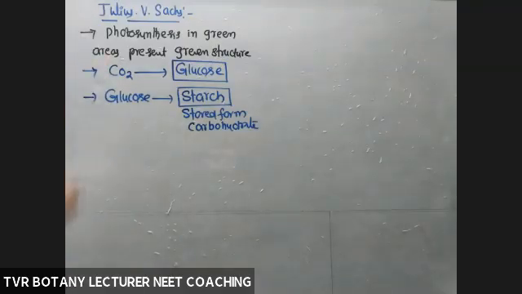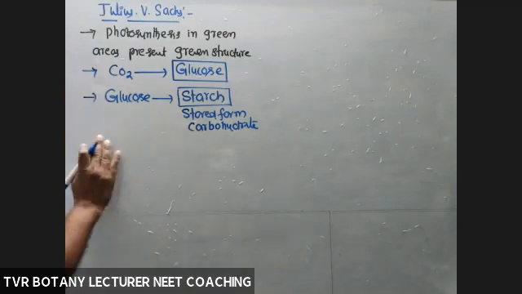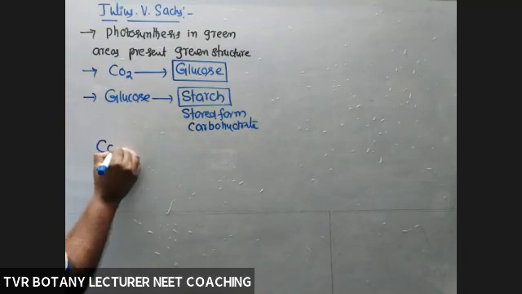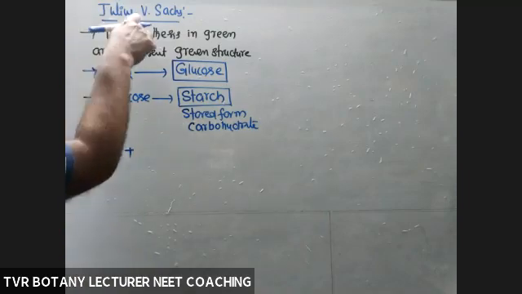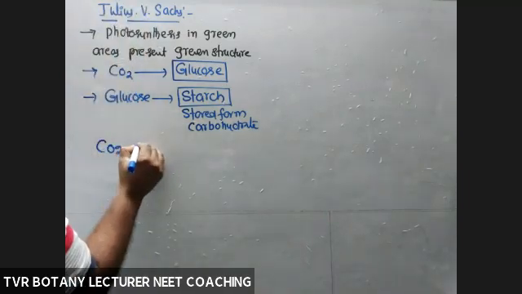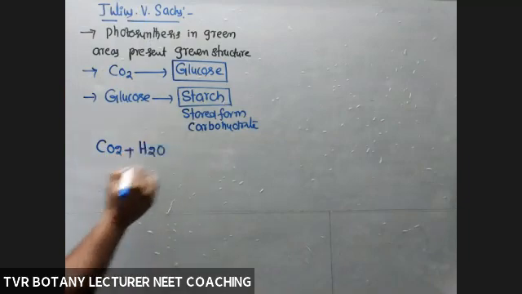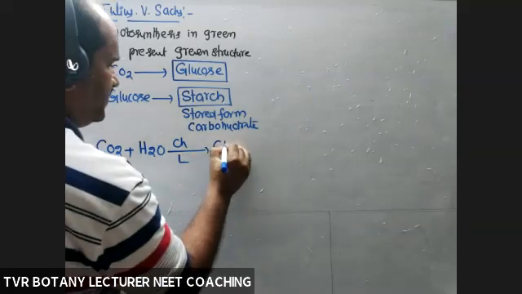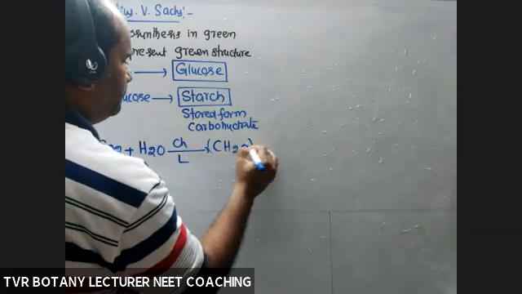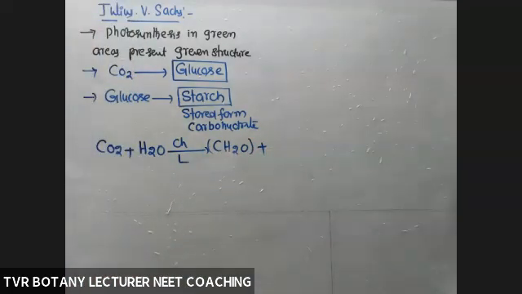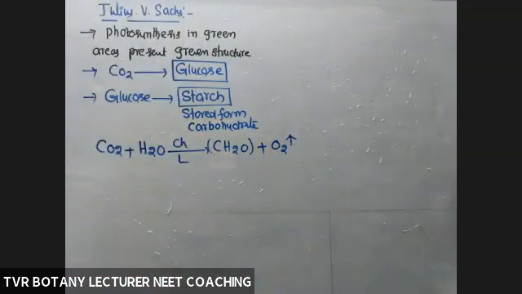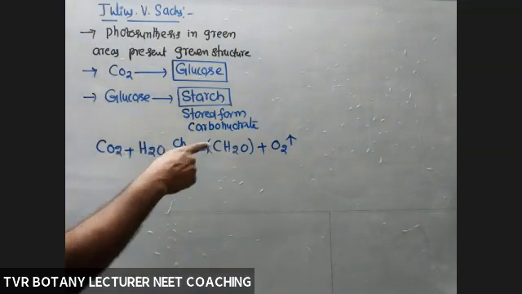So at the end of all these, they prepared an empirical, unbalanced oxygenic photosynthesis. Empirical means unbalanced. Not because of Sachs only, so many scientists. CO2, H2O, chlorophyll, light gives CH2O carbohydrate plus oxygen, O2 evolved. So that is an oxygenic photosynthesis. This is an empirical one, unbalanced one.